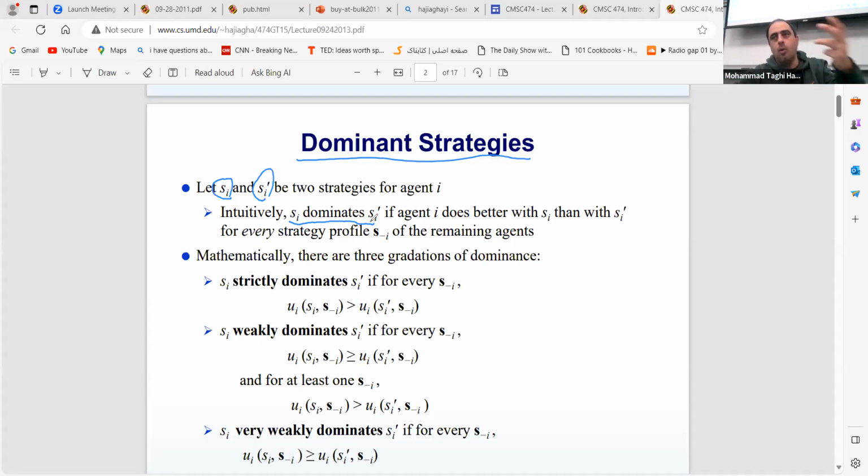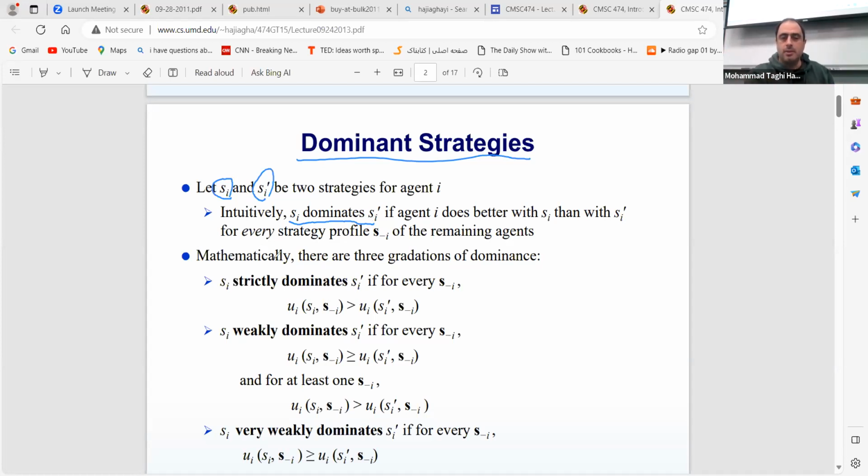In that case, the whole idea is that if there is such a thing, then we can get rid of S prime i. And that's the way that we can use it. You will see you can do quite interesting things, especially when we consider the mixed versions of it. You can do some interesting things if you find this kind of dominant strategy, and you can simplify the normal form matrix out of it.